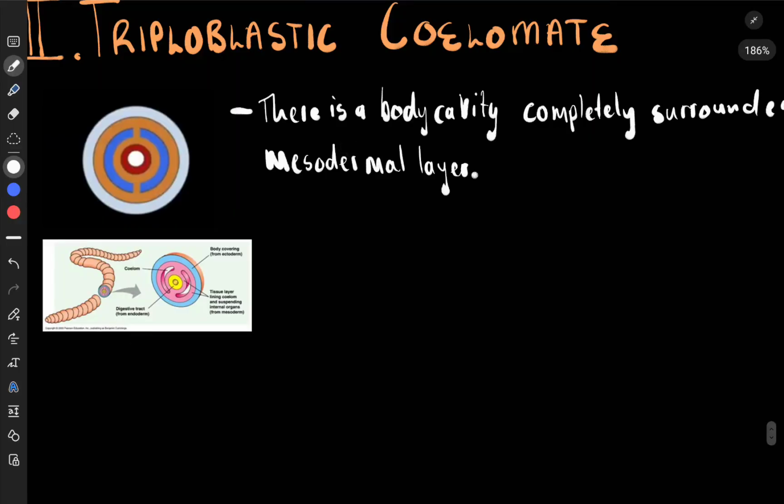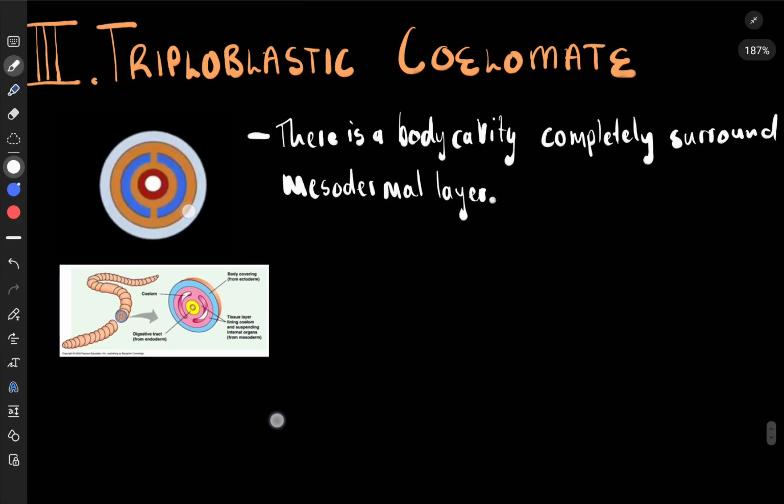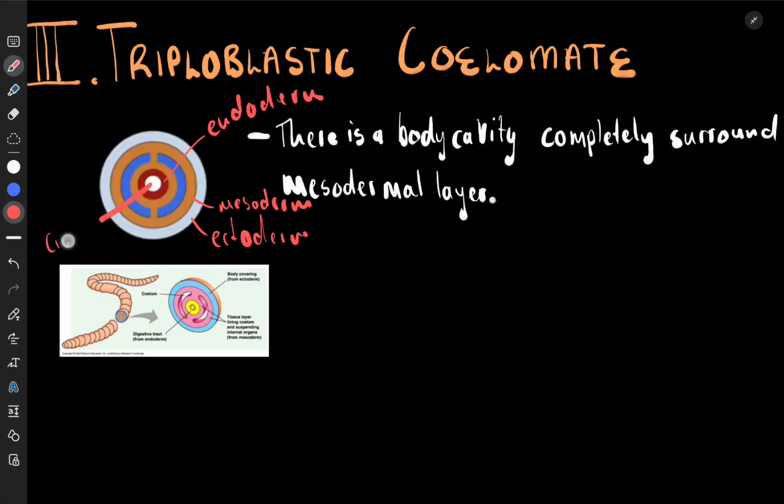What is it that makes it now be called a coelomate? If you look, we have our nice outside ectoderm. We have no problem with this. This orange, our mesoderm, we can see it. Then this red, our endoderm. Then we have our digestive tract or our gut. But what is this blue thing then? This is our coelom.